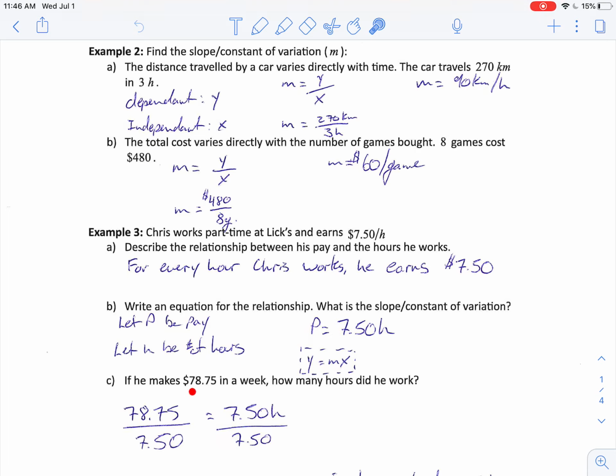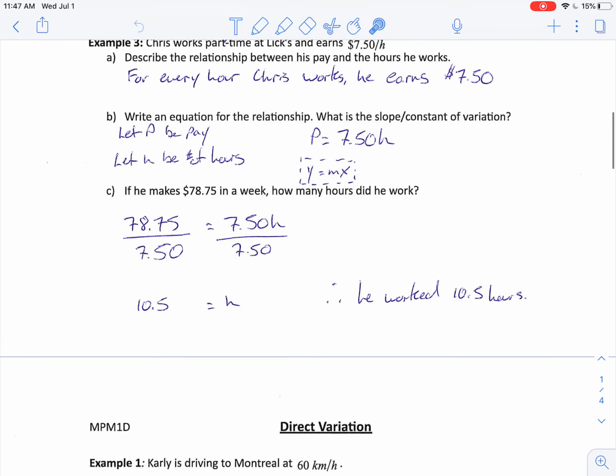If he makes $78.75 in a week, how many hours did he work? So he made $78.75 and his rate of pay is $7.50 per hour. We need to know how many hours he worked, so we divide both sides by 7.50. We end up getting a value of 10.5. So therefore, he worked 10.5 hours in order to earn $78.75.